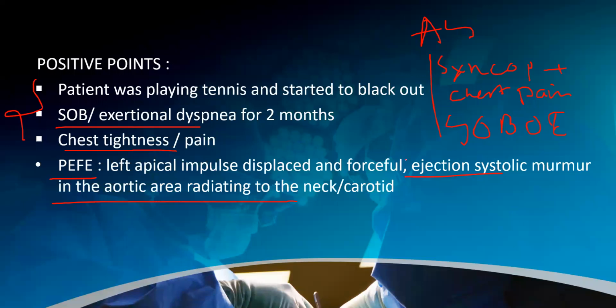So you guys get what you need to ask? You need to ask where exactly the murmur is, doctor. Is it a systolic or diastolic murmur? What type of systolic murmur is it? Is it an ejection systolic or pansystolic murmur? Does the murmur radiate anywhere? And does the murmur change with position or respiration?